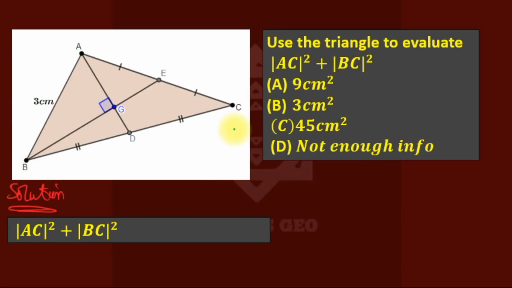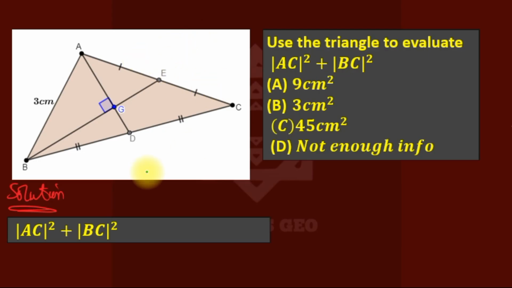So I'm going to use a theorem that states that if you are given two medians that are perpendicular, then the sum of the squares of the sides that the median divides... A median is a line segment that divides the side of a triangle into two congruent sides, as you can see. AD divides BC into two equal parts, and also BE divides AC into two equal parts.